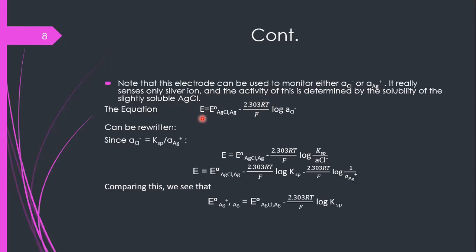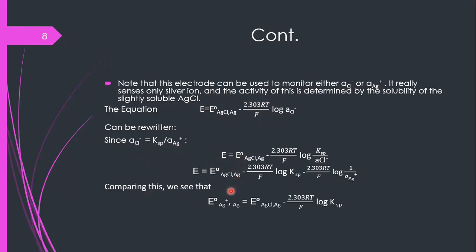The Nernst equation, represented here as E equals the standard electrode potential of silver chloride and silver metal minus 2.303 RT by F multiplied by log of the activity of chloride ions, can also be represented in terms of silver ions, because the activity of chloride ions is equal to the ratio of the solubility product to the activity of silver ions.